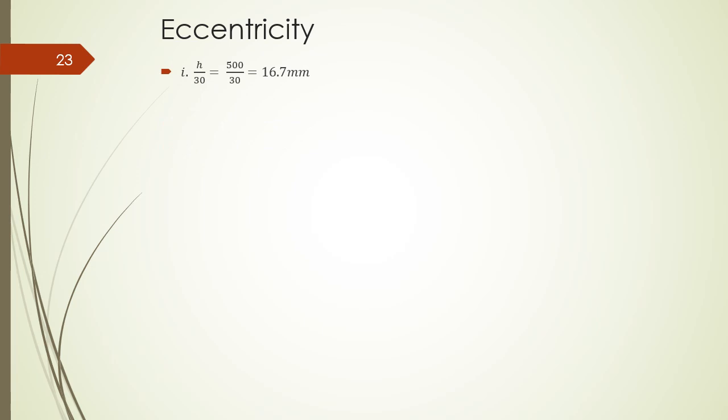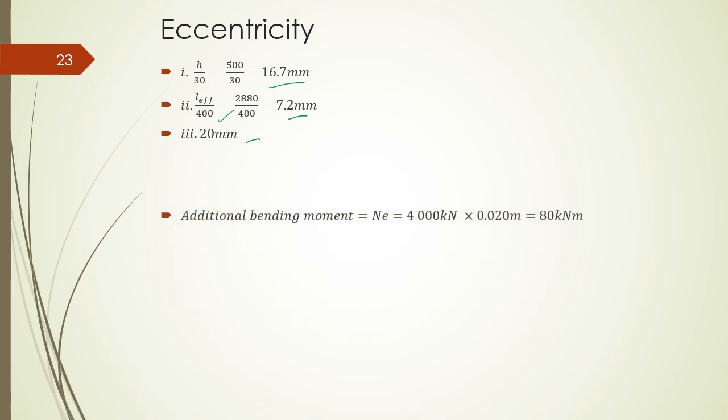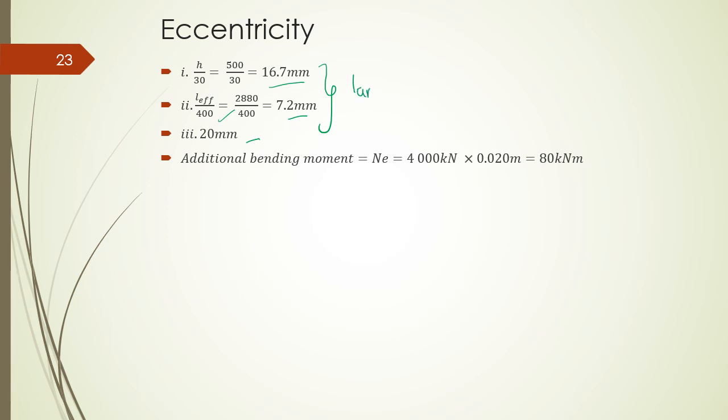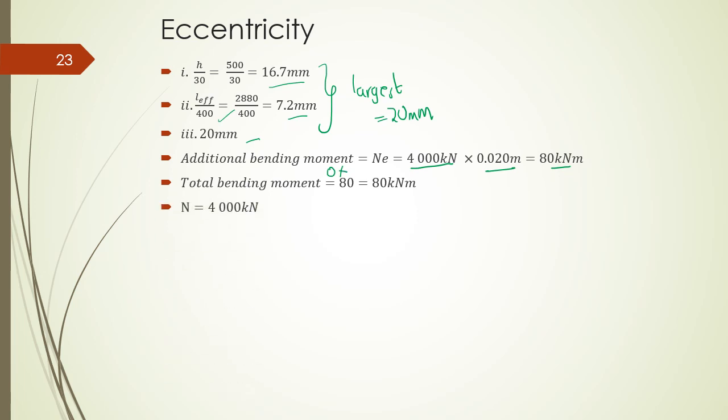Get the nominal eccentricity. We'll have our three conditions: h over 30, effective height over 400, and just 20. When we compute this, we get 16.7, 7.2, and 20 millimeters. We pick the largest of these three, which is 20 millimeters, and we multiply the axial load times the largest eccentricity to get the additional bending moment as 80. So our final total bending moment, since none was provided, will just be 0 plus 80 to get 80 kilonewton meter. So N is 4000 kilonewtons and M is 80 kilonewton meter.